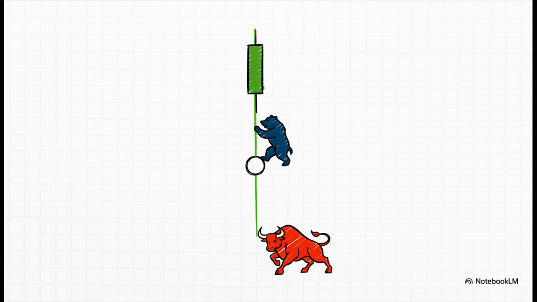Now this tells a much more powerful story. See that long shadow on the bottom? That means sellers tried to dump the price, but buyers stepped in aggressively and said, no way. They fought back hard and won. This is so much stronger because it shows that buyers are happy to absorb all that selling and are eager to buy at these lower prices. It's a huge signal of demand.